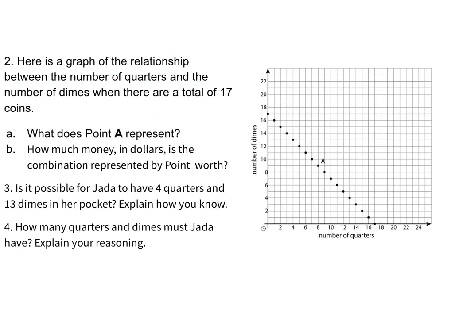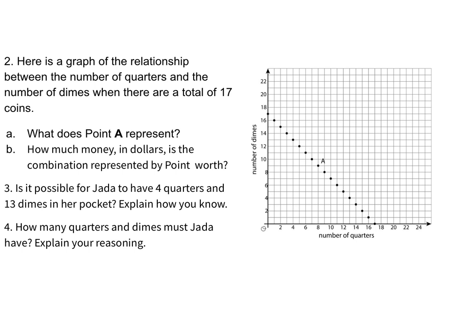So let's look at this graph. Here, we have a graph of the relationship between the number of quarters and the number of dimes when there are a total of 17 coins. So now, we're looking at a combination that equals 17 coins. In the table, we were looking at combinations that are worth $2. So they're asking us in A, what does point A represent?